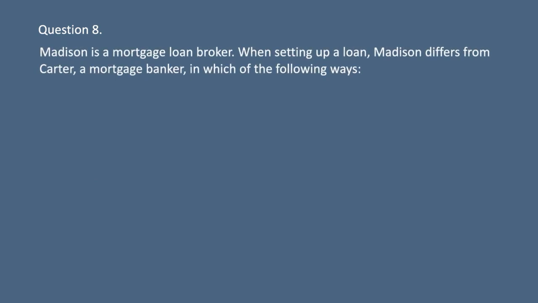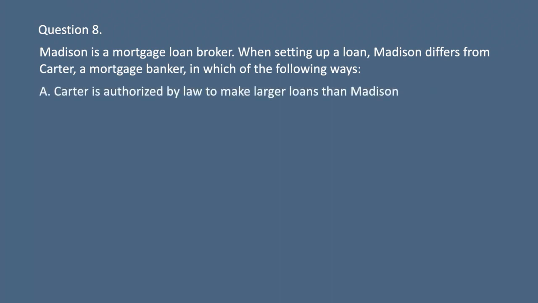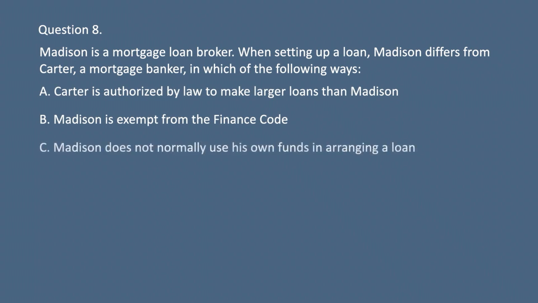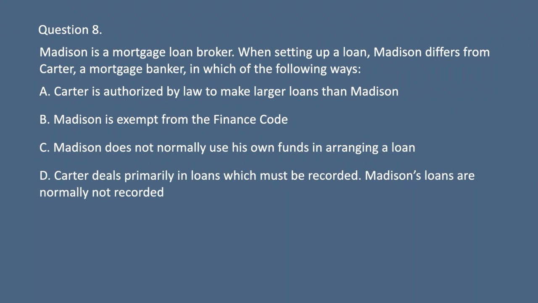Question 8. Madison is a mortgage loan broker. When setting up a loan, Madison differs from Carter, a mortgage banker, in which of the following ways? A. Carter is authorized by law to make larger loans than Madison. B. Madison is exempt from the Finance Code. C. Madison does not normally use his own funds in arranging a loan. D. Carter deals primarily in loans which must be recorded. Madison's loans are normally not recorded.